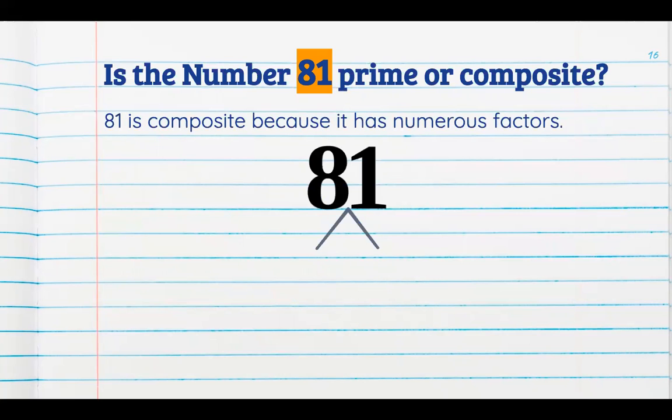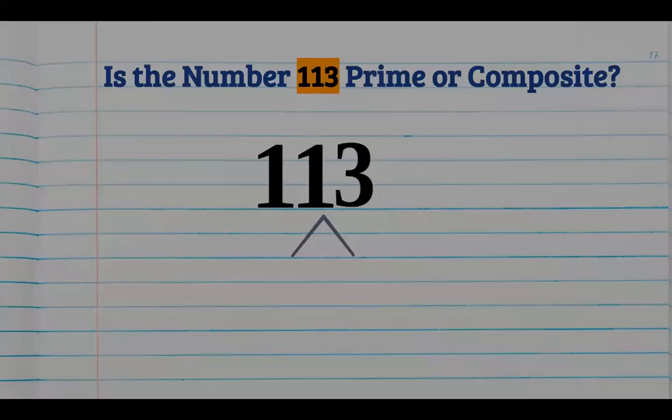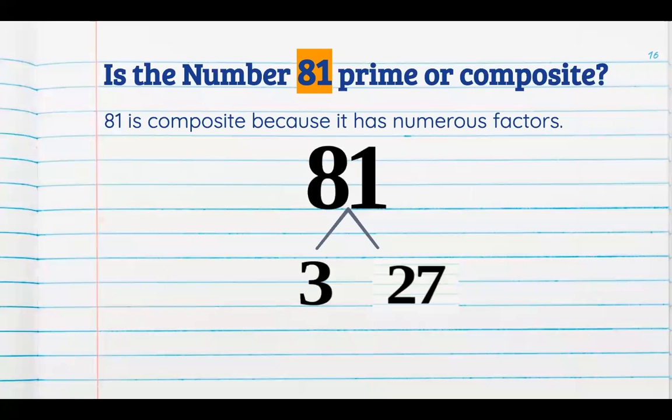81 is composite because it has numerous factors. Look, it can be factored into 1 and 81, 9 and 9, and 3 and 27. Let's go back. So if you don't get the answer right, try to go back, pause the video, and understand the multiple factors that make the number 81 composite.